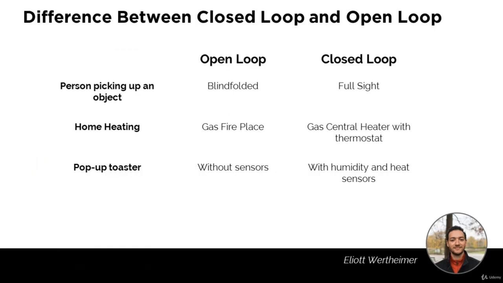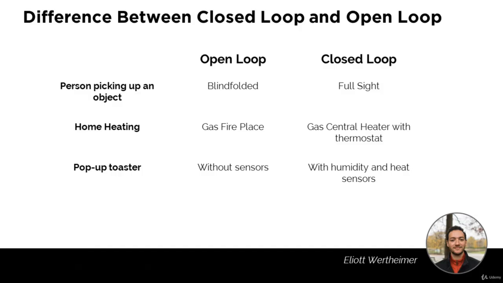So what is the difference between closed-loop control and open-loop control exactly? Let's look at very practical real-life examples. Imagine a person picking up an object. In the case of open loop control, that person would actually be blindfolded with no idea of what it is picking up or where it's going. In the case of a closed loop system, that person would have her full sight. It would know exactly where it is going and what it is supposed to pick up, and it would do the job fast and accurately.